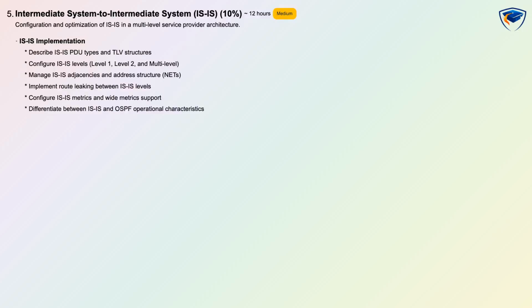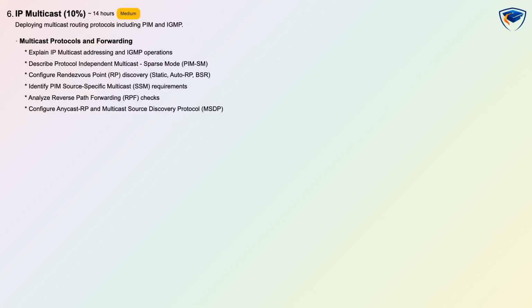ISIS is 10%, medium difficulty, with about 12 hours and conceptual plus scenario-based assessment. You will learn ISIS PDU types and TLV structures, configure level 1 and level 2 operations and multi-level designs, and manage adjacencies and NET addressing. The syllabus includes route leaking between levels, configuring ISIS metrics and wide metrics support, and understanding operational differences between ISIS and OSPF.